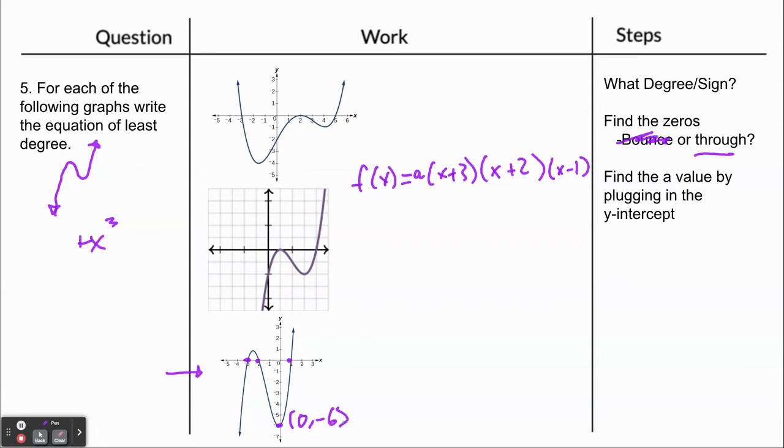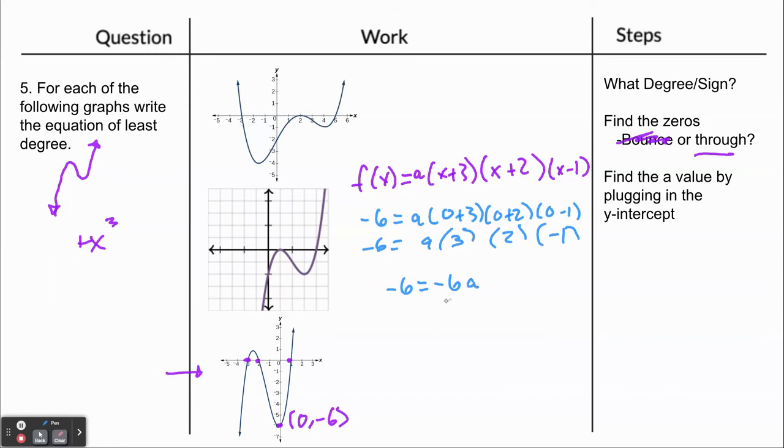So in this case, I'm going to plug that into my equation to solve for a. My y value is -6. I'm looking for my a value. My x value is 0, plus 3, plus 2, and -1. Now I'm going to go ahead and simplify this. I know this is 3, 2, and -1. Simplifying one more time, 3 times 2 is 6, times -1 is -6. Now divide both sides by -6, and I get an a value of just 1.